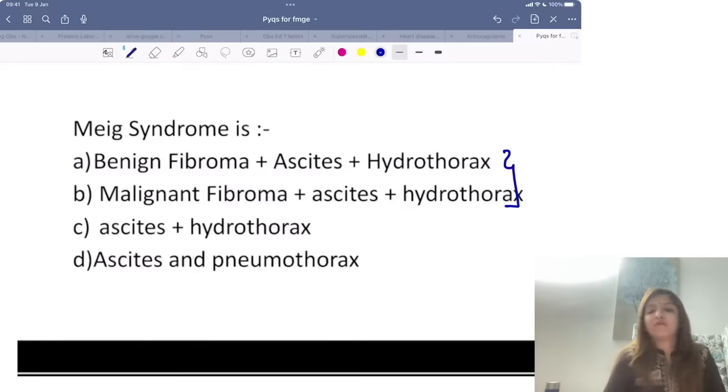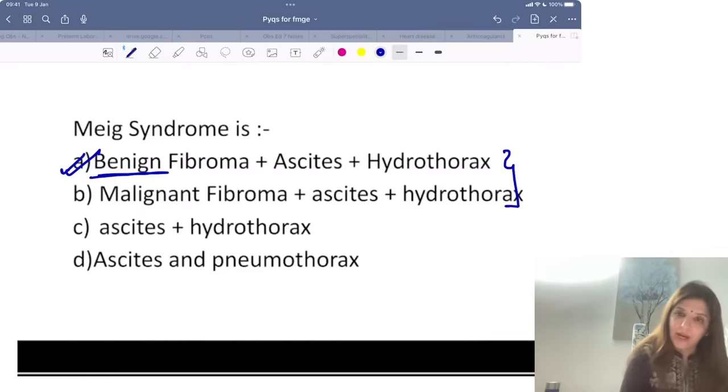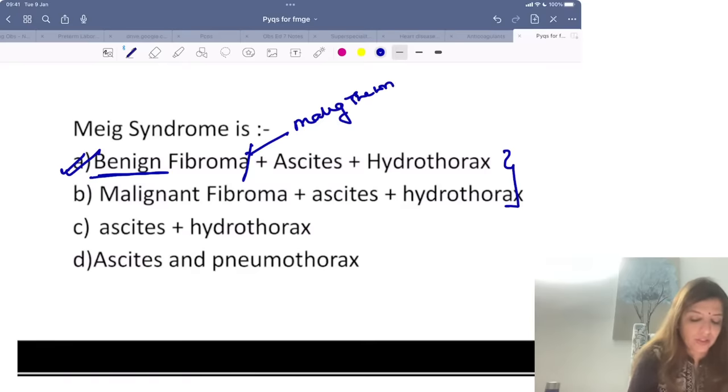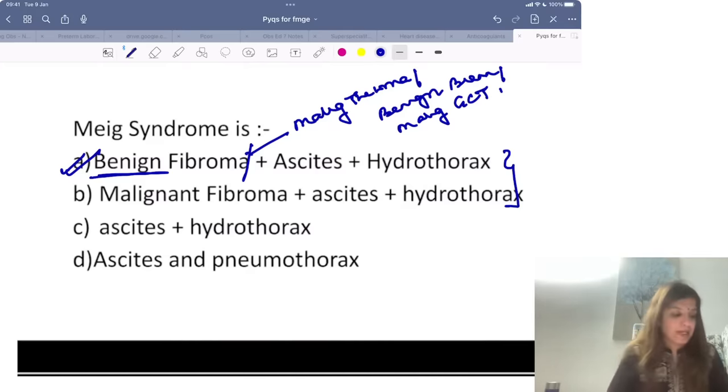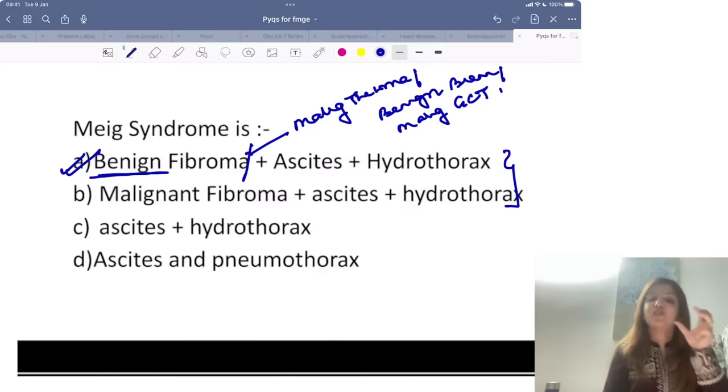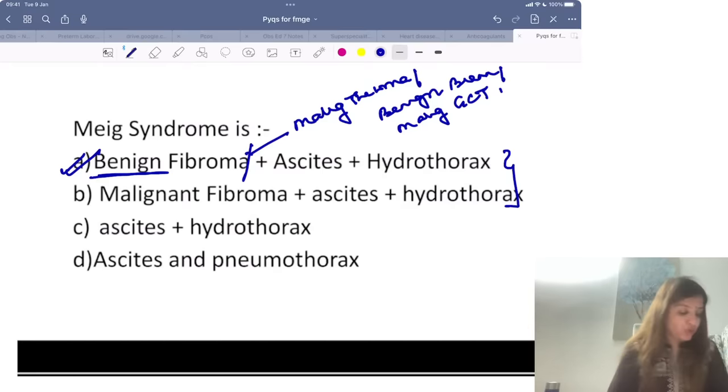Now there are two options for fibroma, benign and malignant. Fibroma is always a benign tumor. So the answer is benign fibroma plus ascites plus hydrothorax, right? Instead of benign fibroma, what could it have been here? It could have been malignant thecoma, benign Brenner's tumor, or malignant granulosa cell tumor. Then also I would have called it Meigs syndrome. Clear? No, Brenner's is not associated with pseudo-Meigs. But this is a change which has happened. Fibroma, thecoma, Brenner, granulosa cell: with these four, if you are getting ascites and hydrothorax, that is Meigs. Other than these, if you are getting right-sided pleural effusion and ascites due to any other reason, then that's pseudo-Meigs.